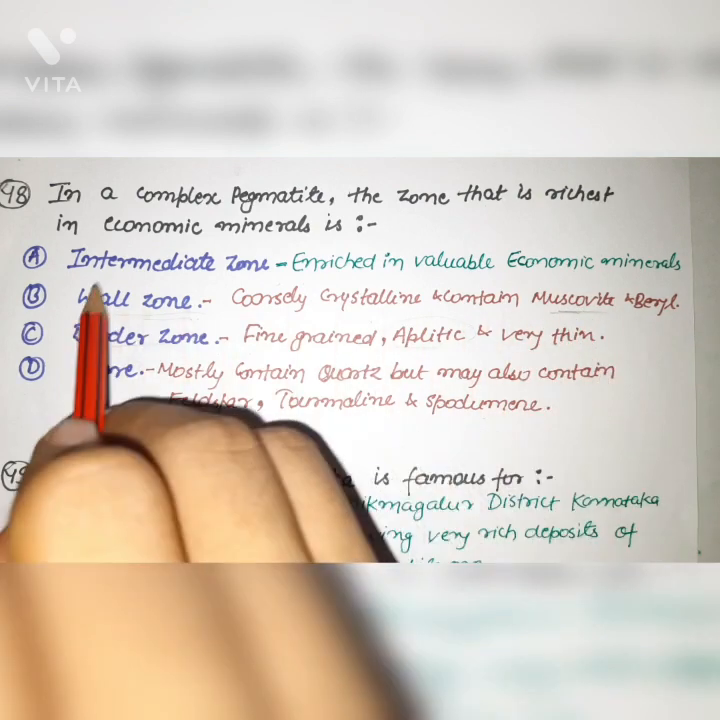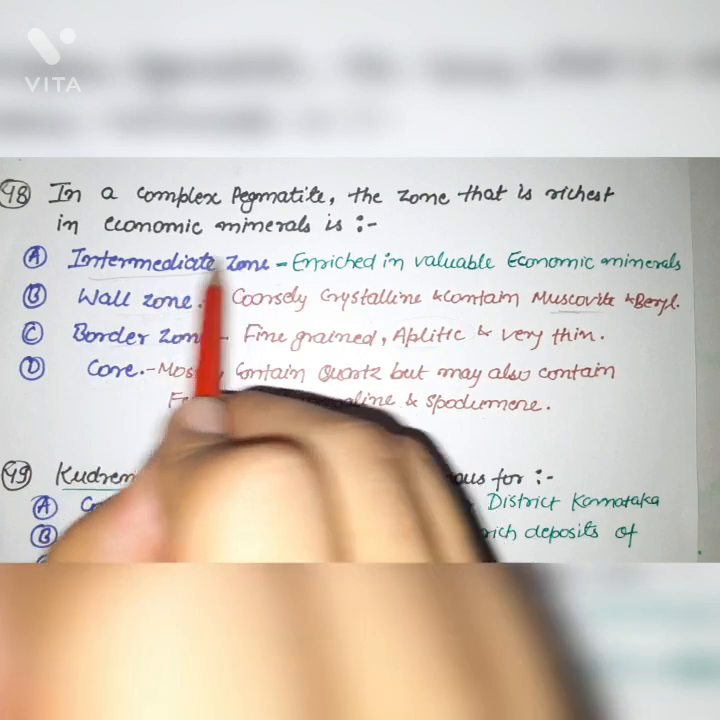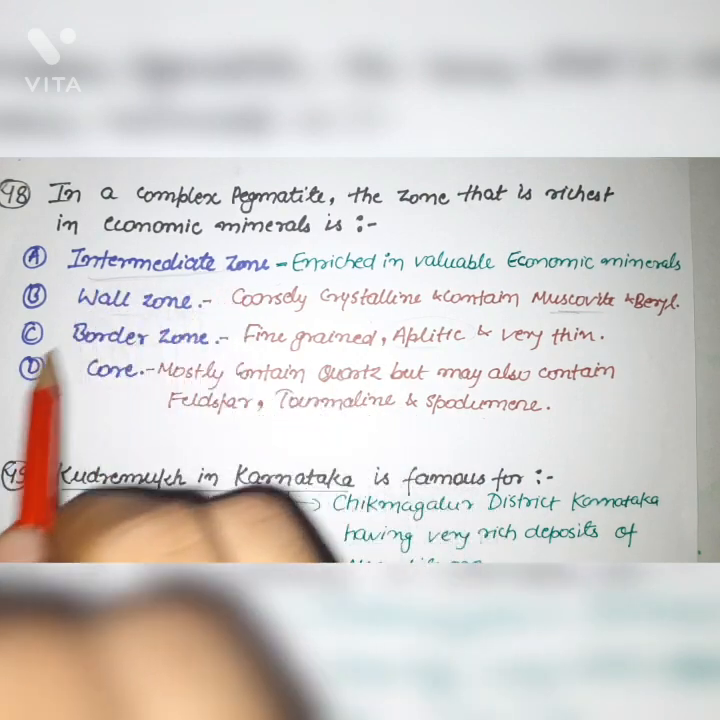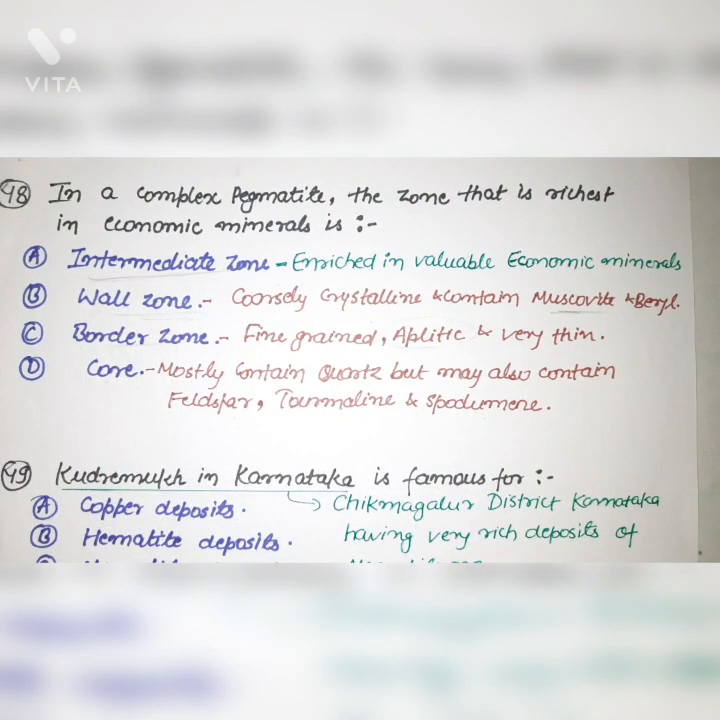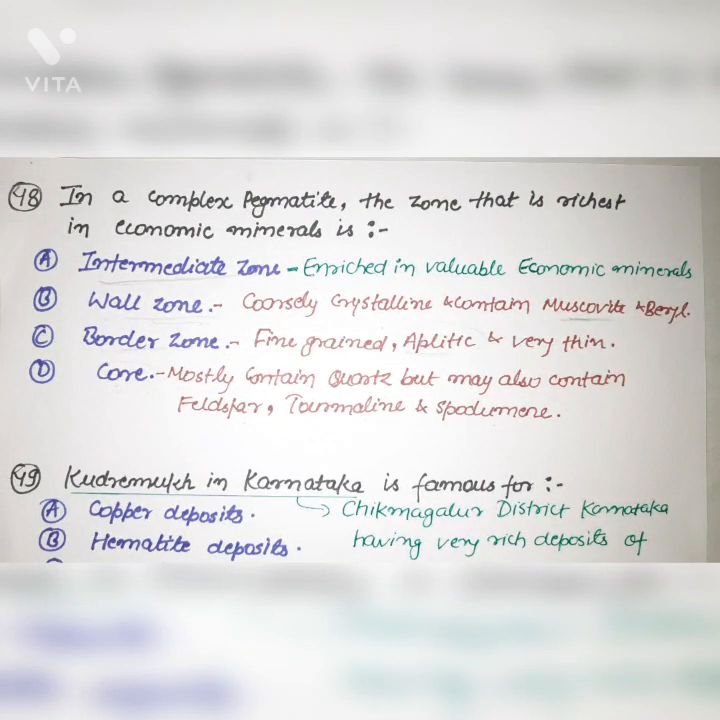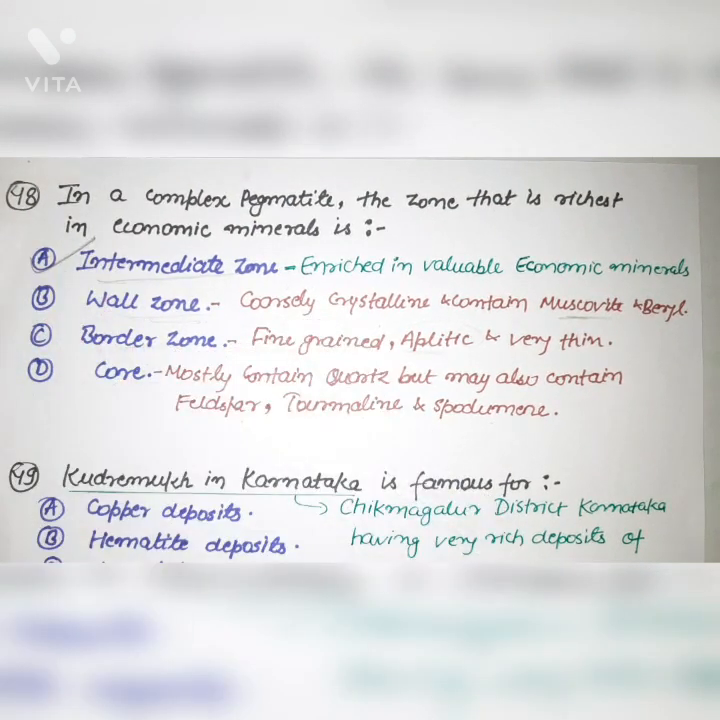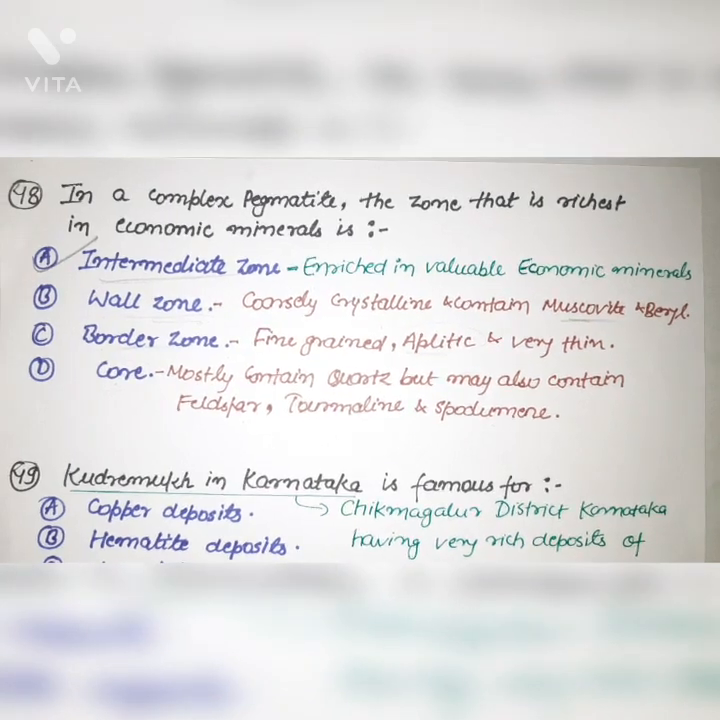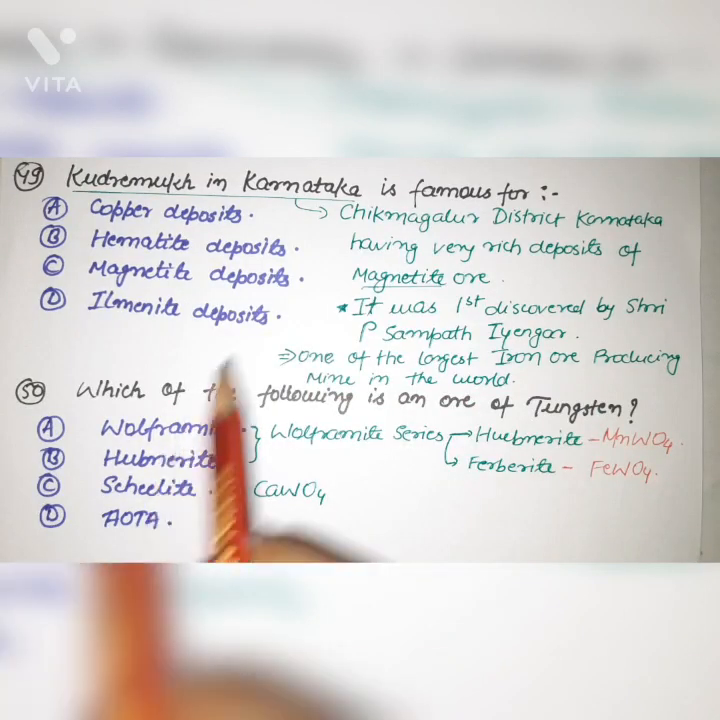Next one is intermediate zone. Intermediate zone is enriched in valuable economic minerals like cassiterite, spodumene, beryl, muscovite, etc. So the correct answer of this question, the zone which is richest in economic minerals in complex pegmatite, is intermediate zone.